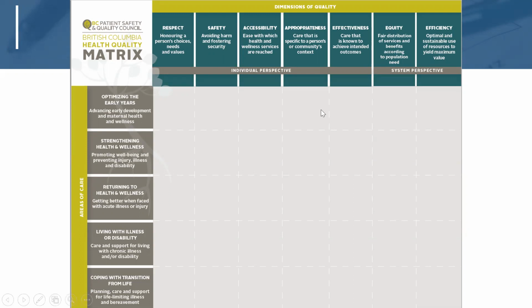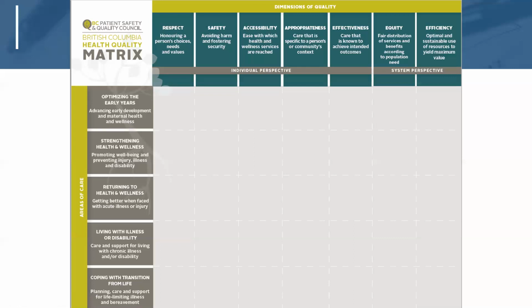And then along the side here, we have the areas of care. This is kind of the lifetime continuum. So you start with the early years in childhood, then you go into strengthening health and wellness, so looking at adults and keeping them healthy in the community. Then you go to acute care, when someone has had an acute event and we're going to try to return them to normal wellness. Or sometimes people have disabilities or chronic conditions that make them change the way they live, but they can manage them in the community. And finally, coping with transitions of life, so if someone is palliative, helping them cope with that transition.